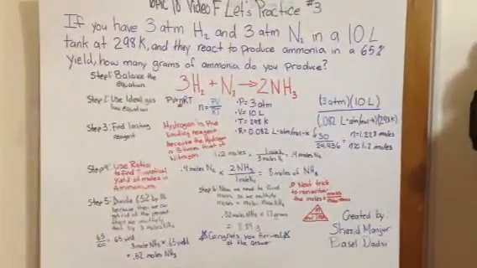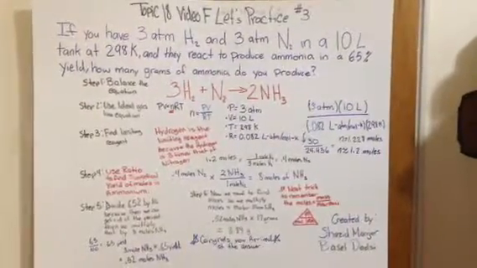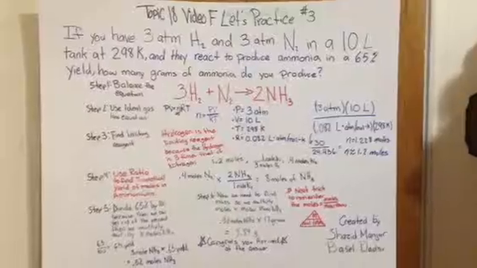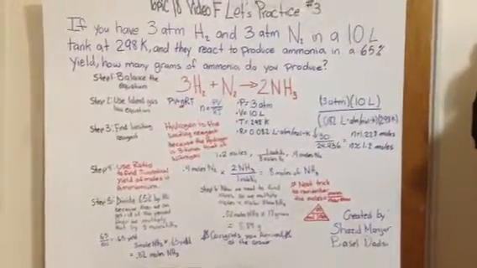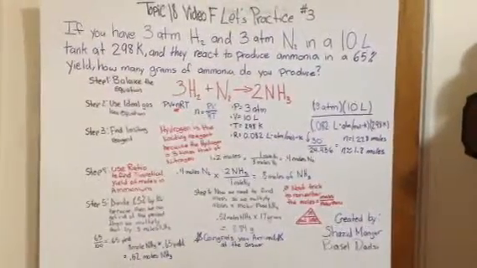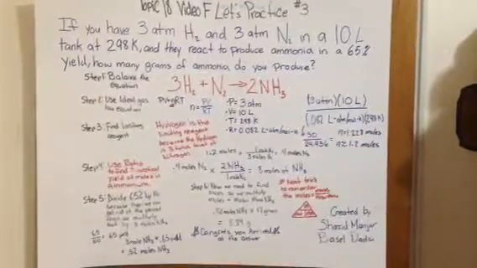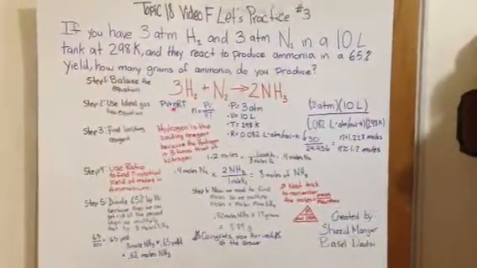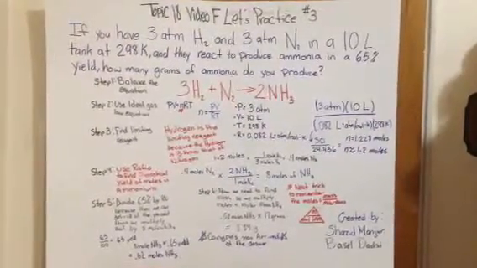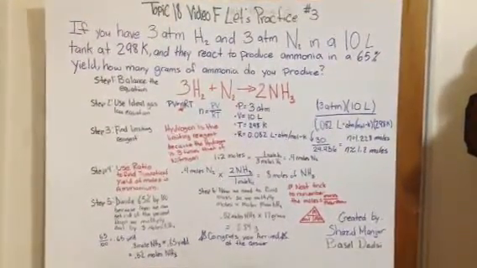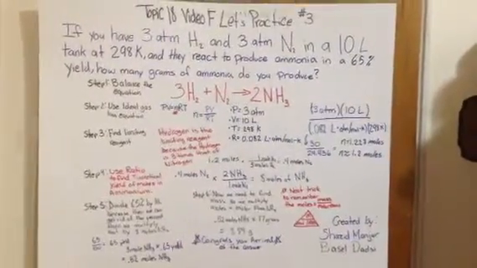So what we see is atmosphere, which is a pressure, 10 liters, which is a volume, and 298 Kelvin, and that automatically tells us that we have to use the ideal gas law. So PV, pressure times volume, equals n moles times R, the gas constant, which is 0.082, times temperature, which is usually a number plus 273, which is Kelvin.